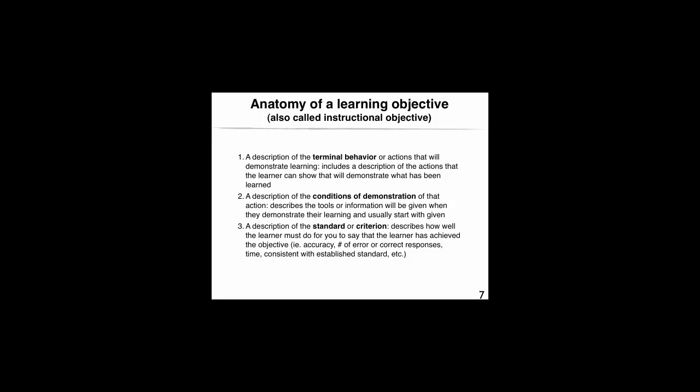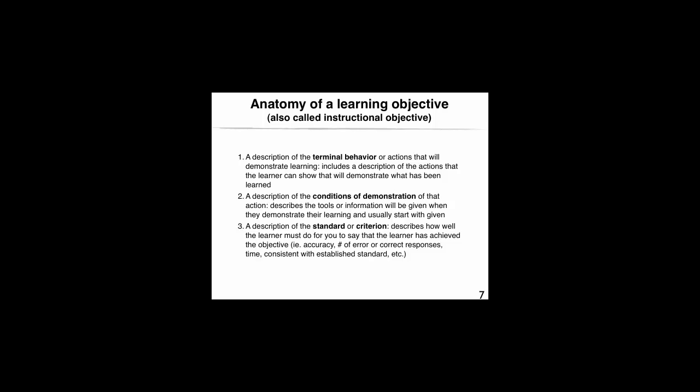Let's look at the anatomy of a learning objective. A learning objective is also called an instructional objective. There are 3 components to learning objectives. First, there's a description of the terminal behavior or actions that will demonstrate learning. This includes a description of the actions that the learner can show that will demonstrate what has been learned.